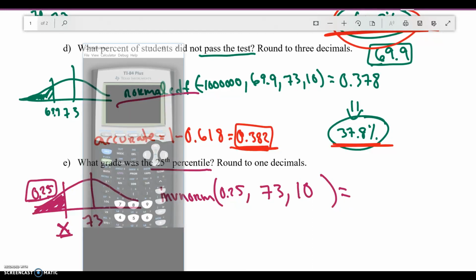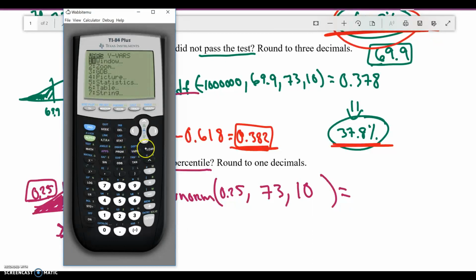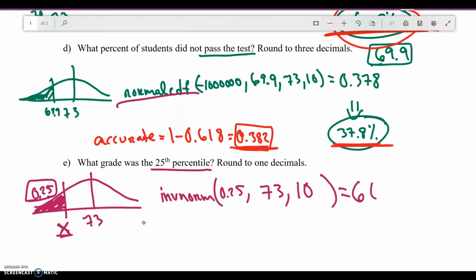Okay, and that's just going to be, so let me go under second vars one more time. Second vars, going to go down to inverse normal. Okay, so here it tells me what is the area. So that's just going to be 0.25. What is the mean? This is going to be 73. And then what is my standard deviation? That's just going to be 10. Okay, I'm going to press enter, and the answer is going to be roughly around 62.3. So I'm sorry, 66.3. Okay, so a score of 66.3 is the 25th percentile, which basically means that 25% of students scored below a 66.3.